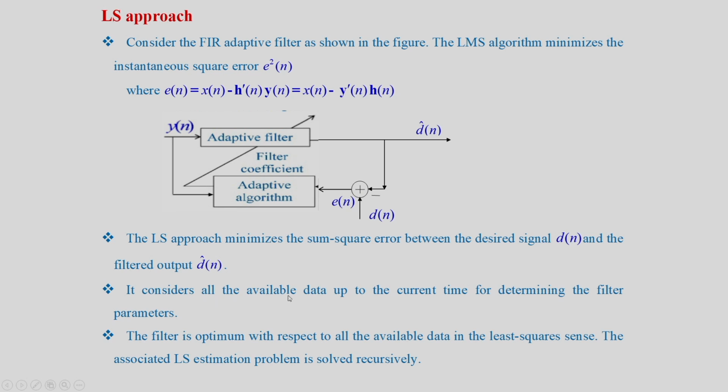It considers all the available data up to the current time for determining the filter parameters. This is the advantage of RLS algorithm, that it considers all the available data up to the current time for determining the filter parameters. The filter is optimum with respect to all the available data in the least squares sense. The associated LS estimation problem is solved recursively. Now, this filter will be optimum with respect to all the previous data, that is one important aspect, and this estimation problem is solved recursively.